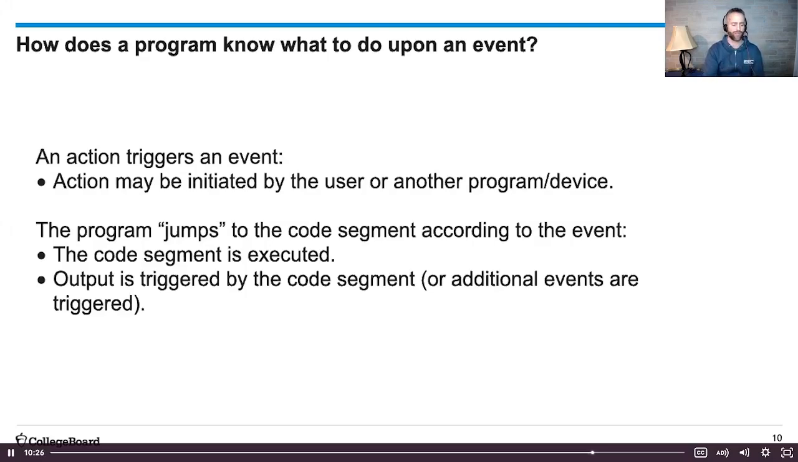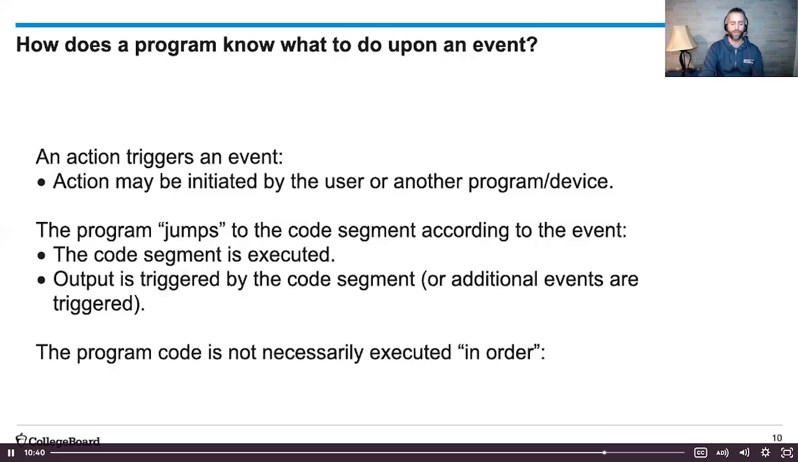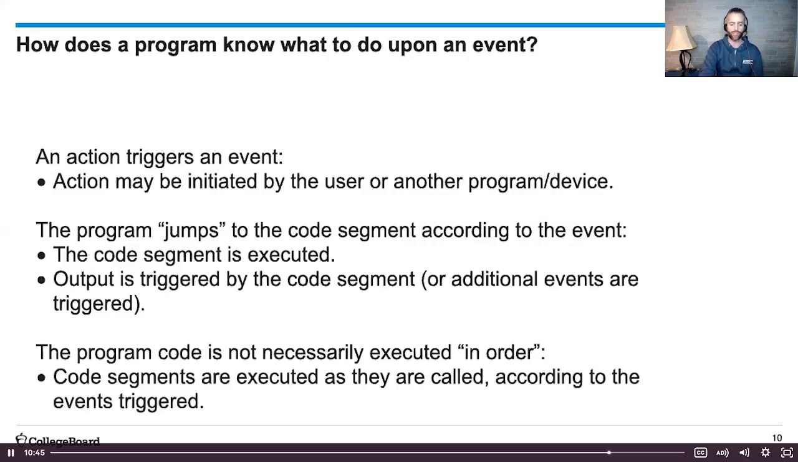So this code segment says, hey, go do this. Then the program goes to a new spot, and then another spot, and another spot. And then finally the output comes out and you see something on the screen, or you hear something, or you feel something, right? So it's important to remember that the program code is not necessarily executed in order. Code segments are executed as they are called, according to the events triggered. Just because the lines are written number one, number two, number three, number four, they don't necessarily get executed in that order. They're executed based upon what the programming language tells it to do.